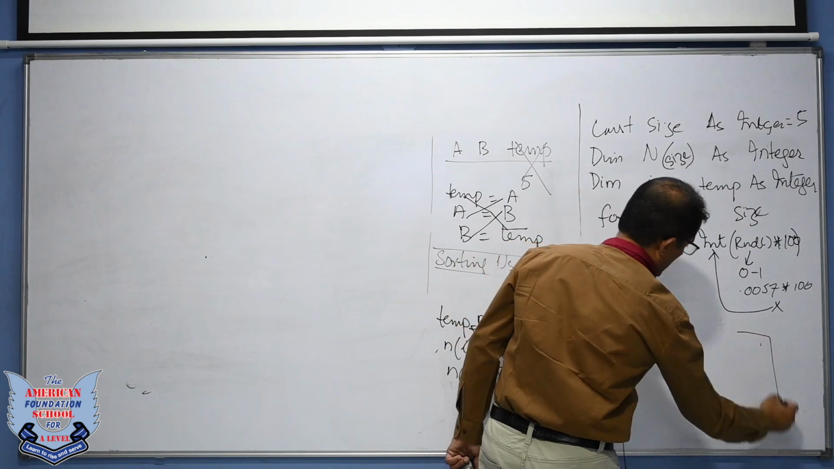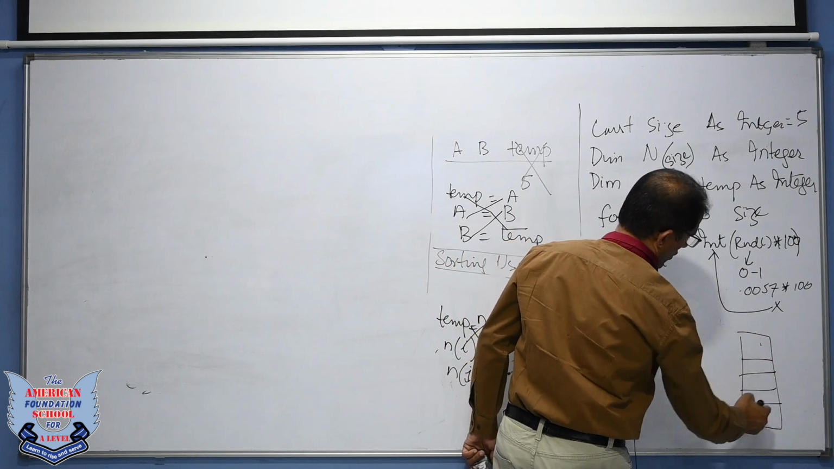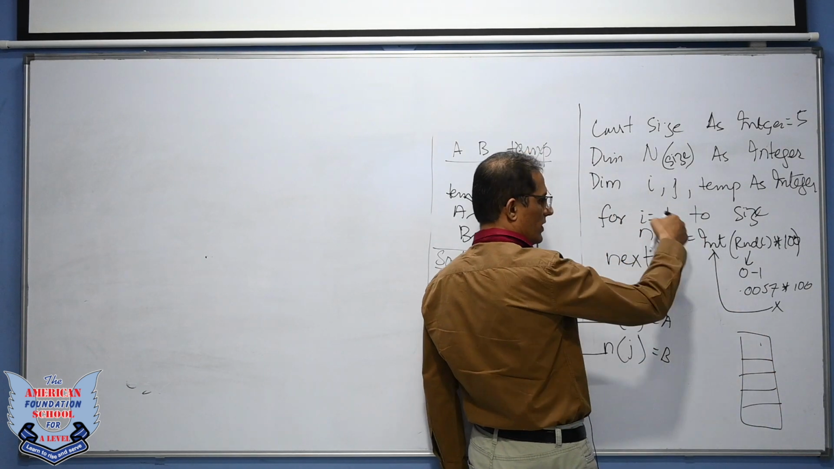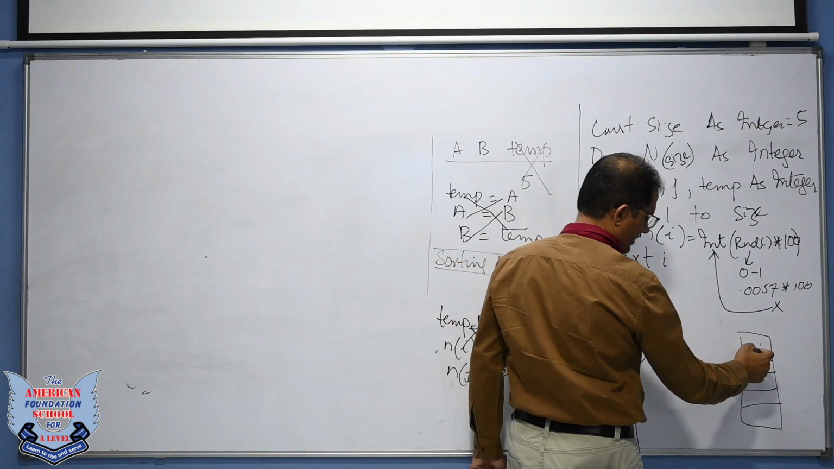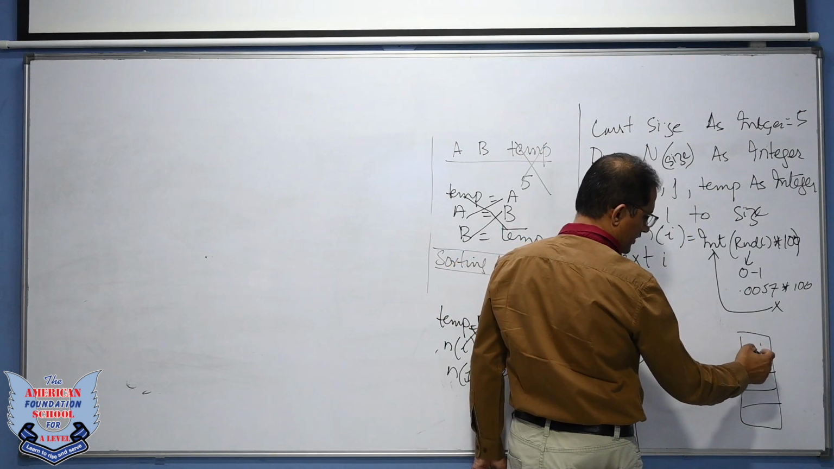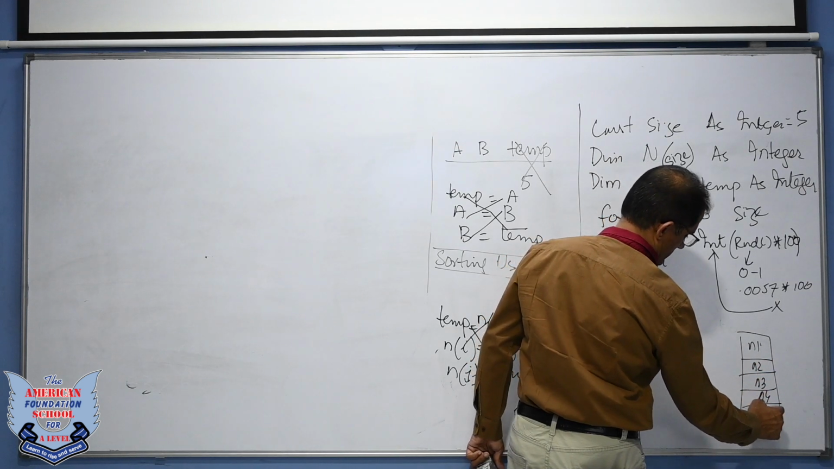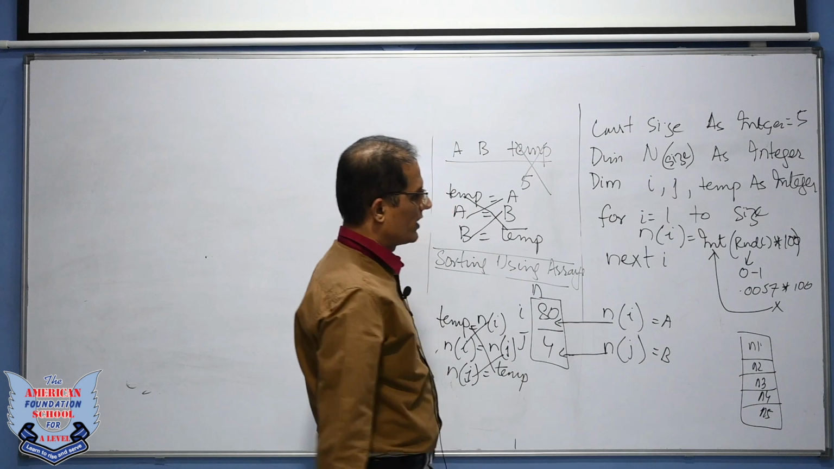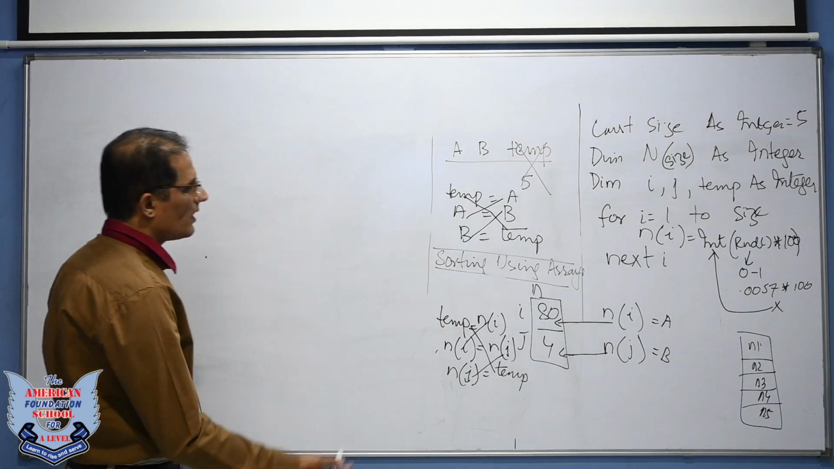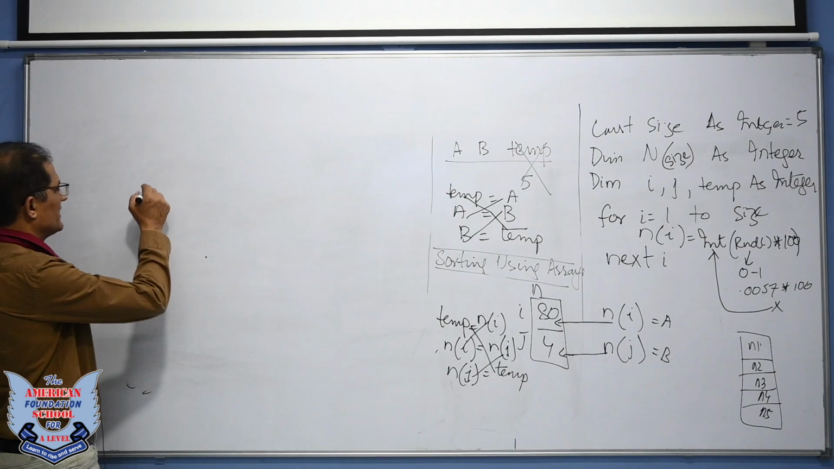So automatically, all 5 locations, because this loop will run 5 times, are going to be filled with different numbers, n1, n2, n3, there can be different numbers here. And then the program of sorting would come. I don't have a space there, so I'll write that here.